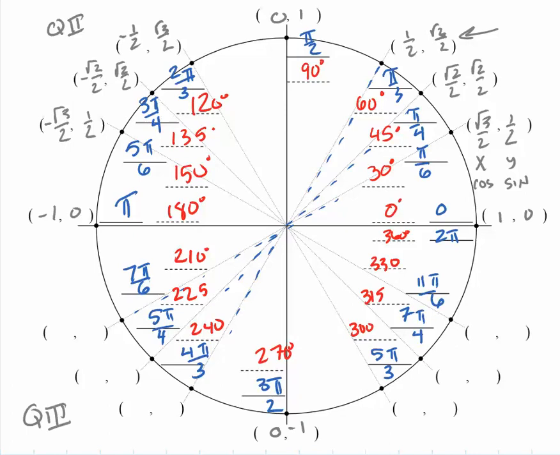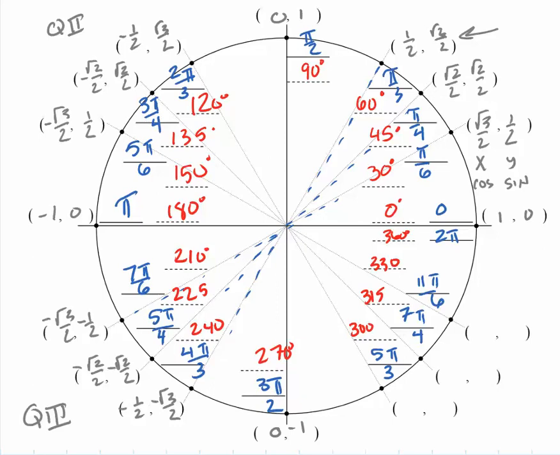Here's quadrant 3. So at the 30-degree angle down below, I know I'm going to have a rad 3 over 2 and a 1/2. The 45-degree angle, I know I'll have a rad 2 over 2 and a rad 2 over 2. The 60-degree angle, I know I'll have a 1/2 and a rad 3 over 2. But in quadrant 3, both of them are negative, so I'll make each one negative.